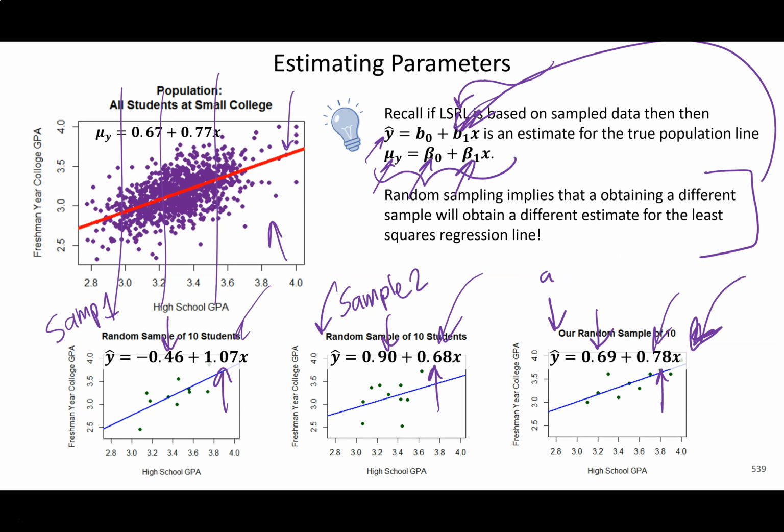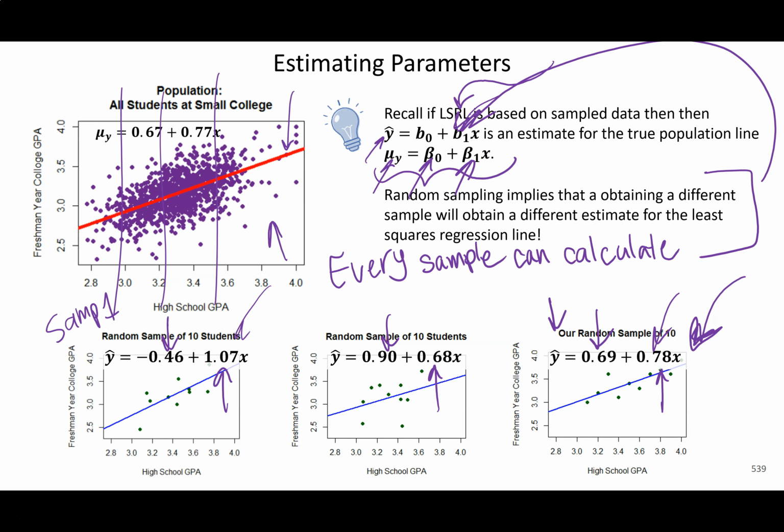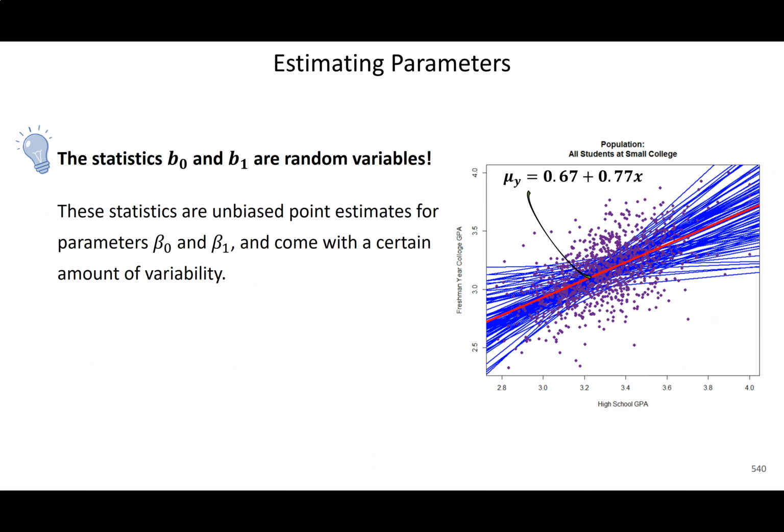So what I want to conclude here is that every sample can calculate its own least squares regression line. You can get many, many different least squares regression lines if you take many different random samples. Here's what we mean. This red one, and I hope you can see the red okay, is our population line. All these different blue ones are where I took random samples of 10 and calculated the line, and I did it many, many times.